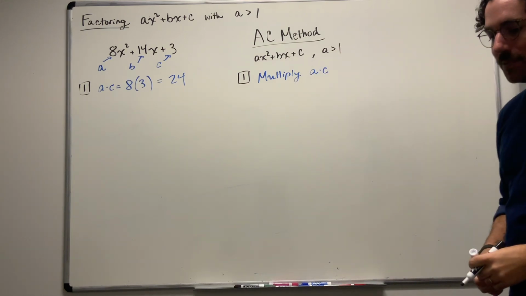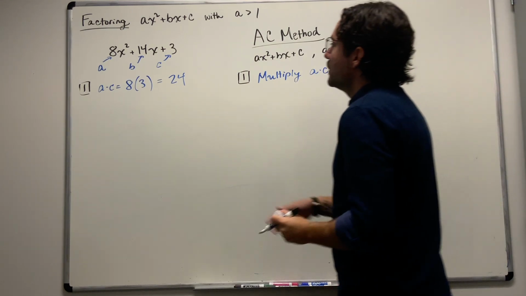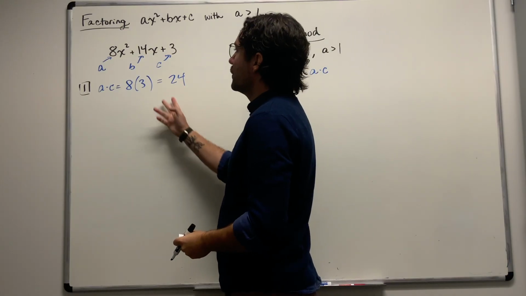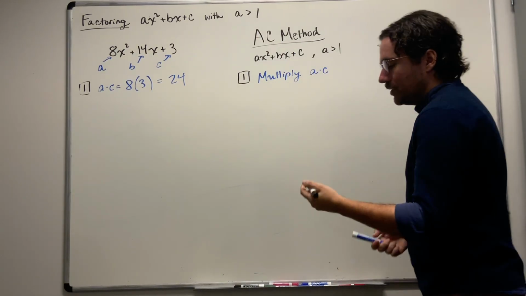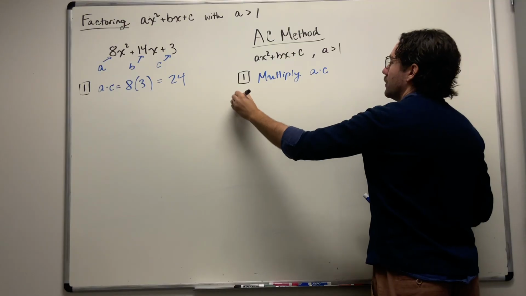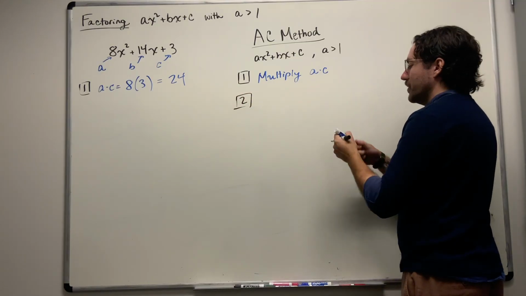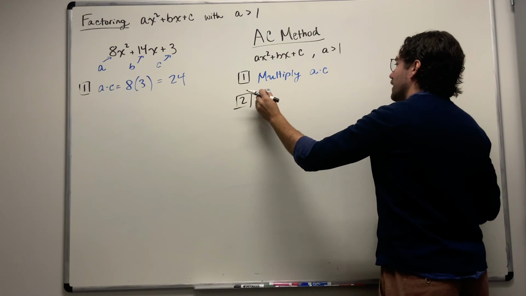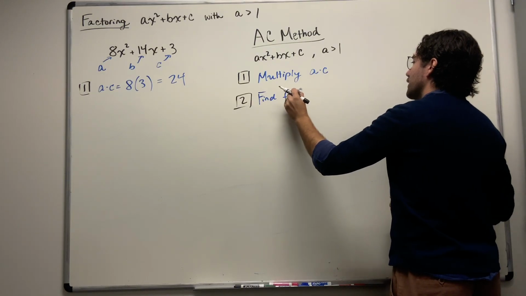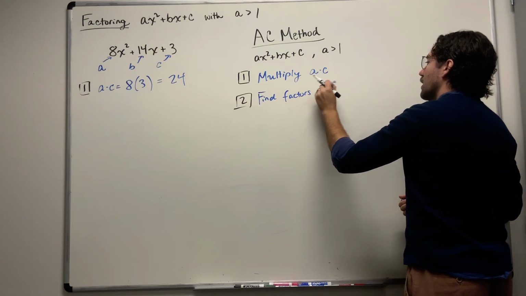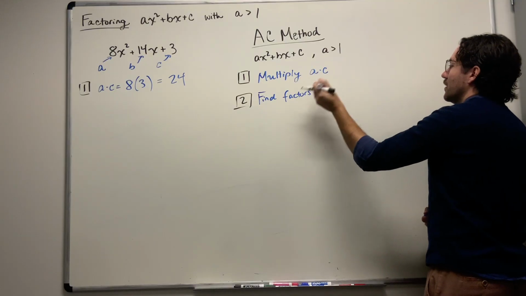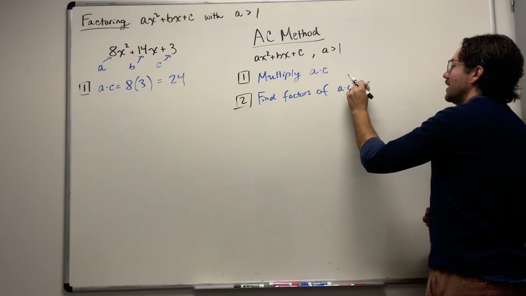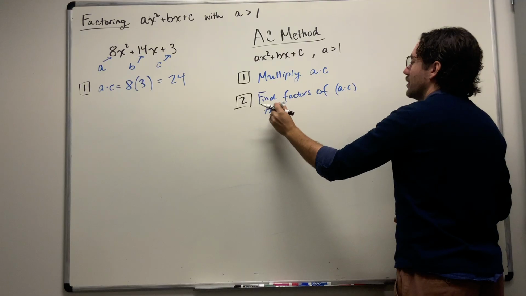Okay, so we multiplied A times C. Now it's this number that will find the 2 factors that add up to our middle term. So I want to say part 2. So kind of like our previous factoring method, let's find factors of this number we just created. I'll just say factors of A times C that sum to the B term.